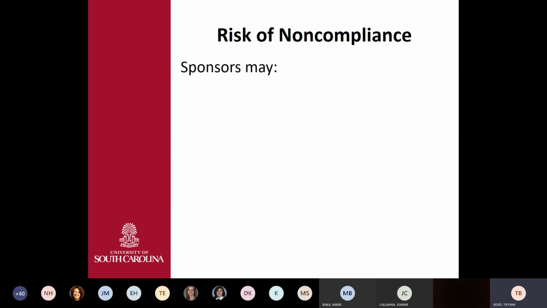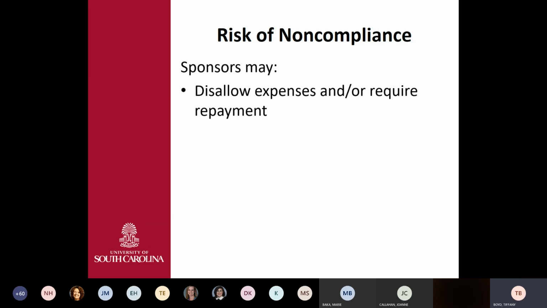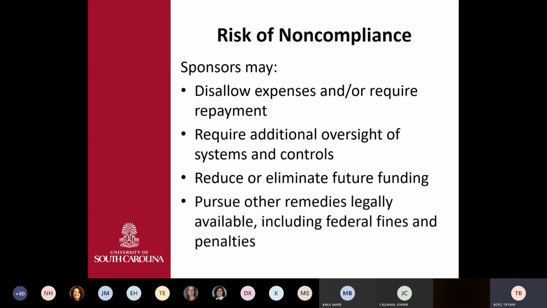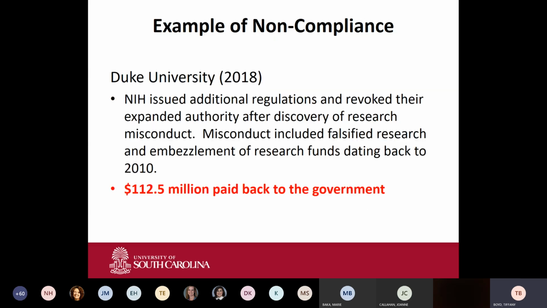And again, risk of noncompliance. Sponsors have the ability to disallow expenses and require repayment. They can require additional oversight of systems and controls. They can reduce or eliminate future funding, or they can pursue other remedies legally available, including fines and penalties.